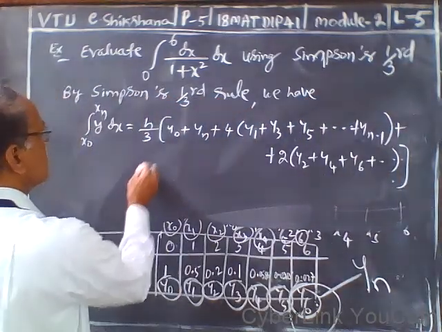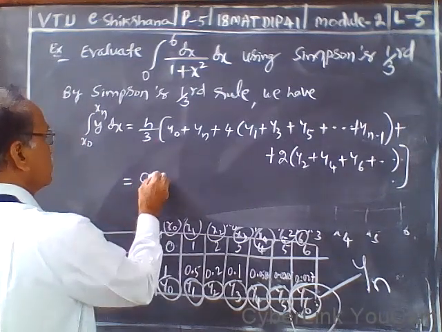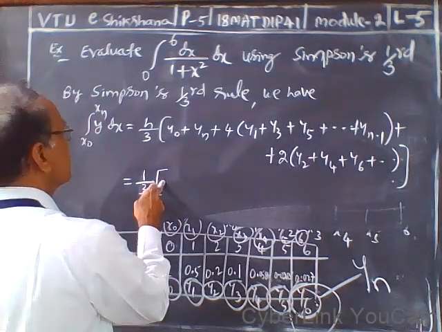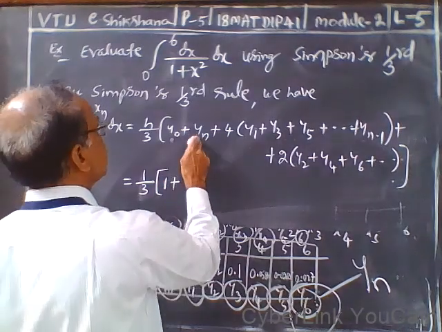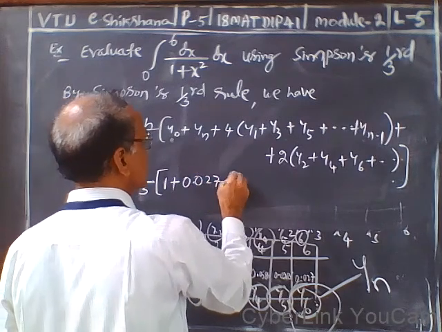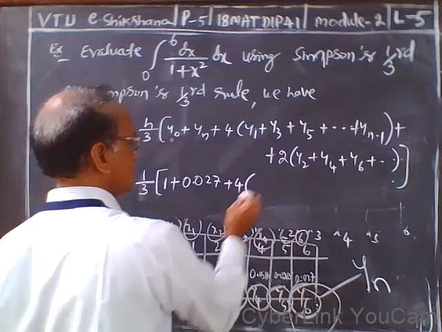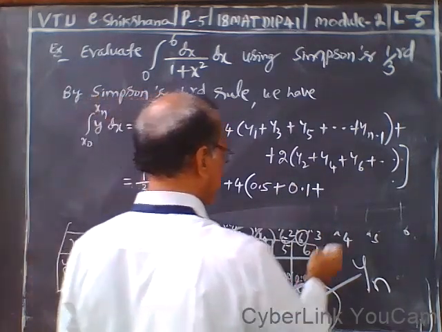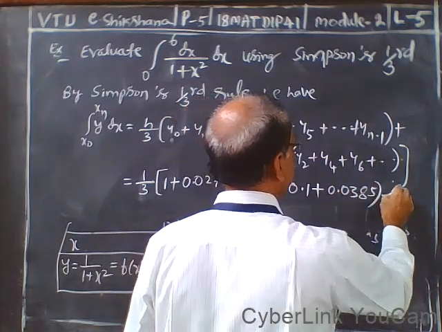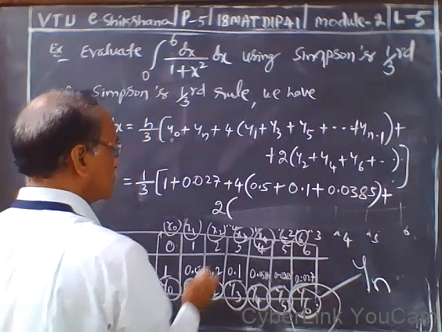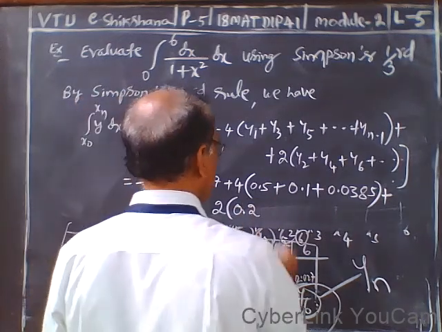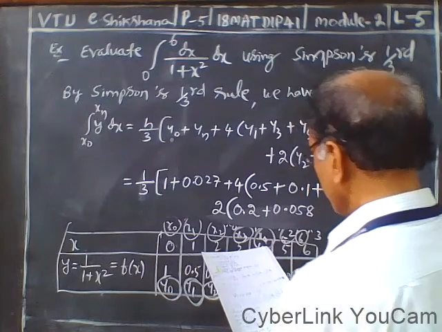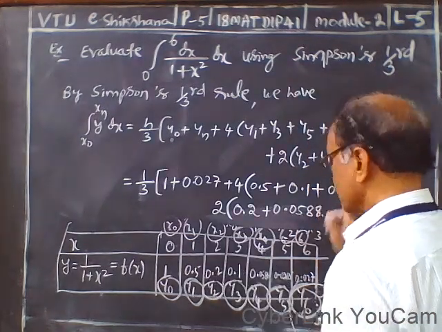Then you need to write these values as h equal to 1, which is calculated already, 1 divided by 3, then multiplied by 1 divided by 3 multiplied by y naught, that is 1, plus yn, 0.027, plus 4 times, you select alternately y1, that is 0.5, plus y3, 0.1, plus y5, 0.0385, plus 2 times you have to write y2, 0.2, then y4, plus 0.05, it is 8, 0.0588, this value.